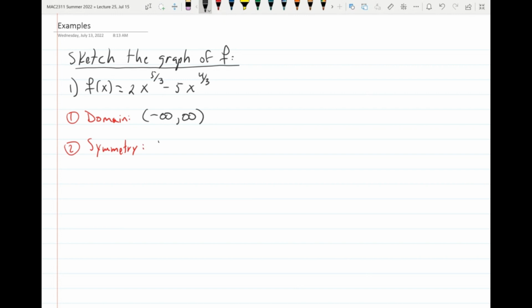Okay, so for the symmetry, remember you plug in negative x into the function and then you observe what happens. Let's see. So we plug in negative x, and then we observe what happens. For example, in the first term, we can see that we have a cube root. The negative goes out of the cube root and survives the 5, because the 5 is also an odd power. So that's negative 2 x to the 5/3.